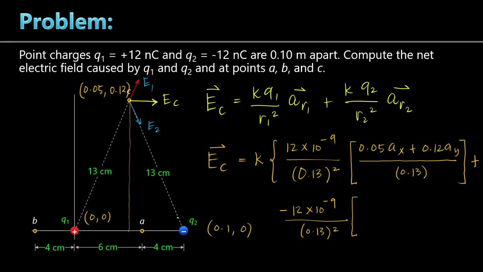Alin yun? Ito yung unit vector na AR2. So, 0.05 minus 0.1. Diba? That's negative 0.05. Lagyan natin dito ng AX. Tapos, 0.12 minus 0 plus 0.12 AY. Divided by yung distance, again, that's 13 cm or 0.13 meters. Yan, close parenthesis. Tapos, lalagyan natin ng closing bracket doon.